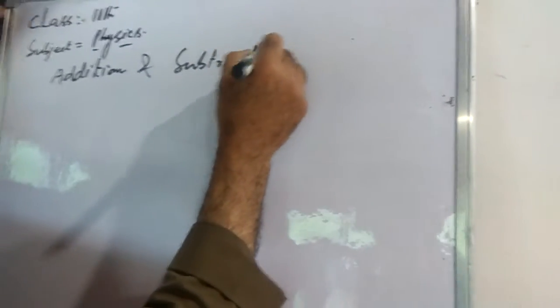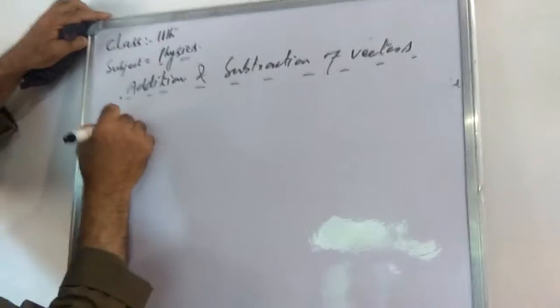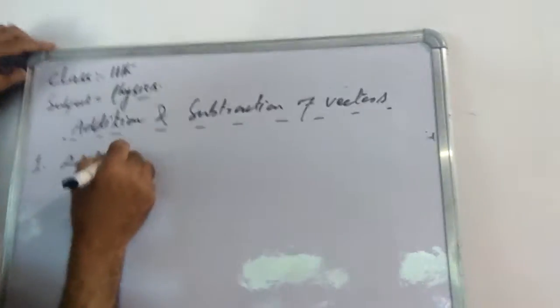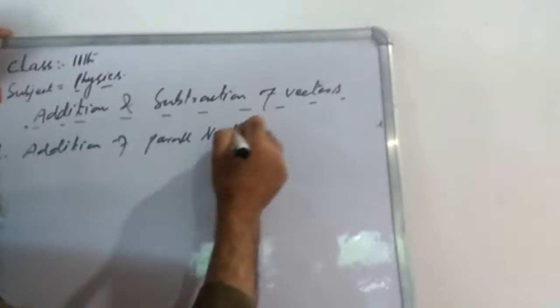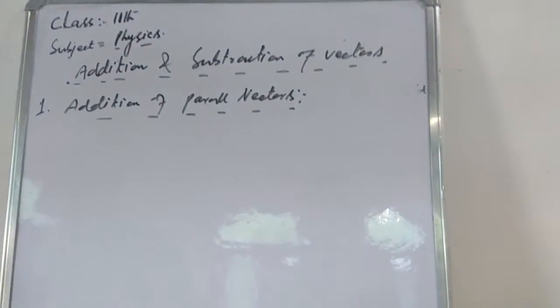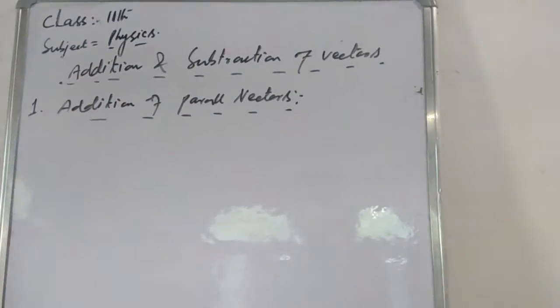Addition and subtraction of vectors. Now dear students, we will see how vectors are added or subtracted. First, addition of parallel vectors. If we are given two or more parallel vectors, how are they added and what will be the resultant vector?